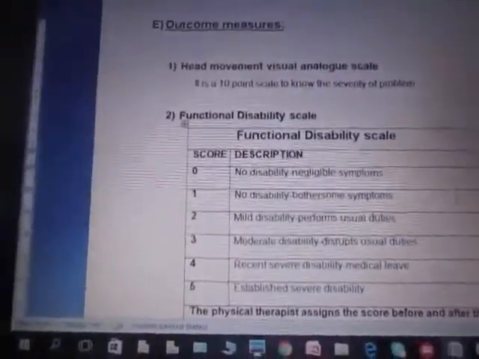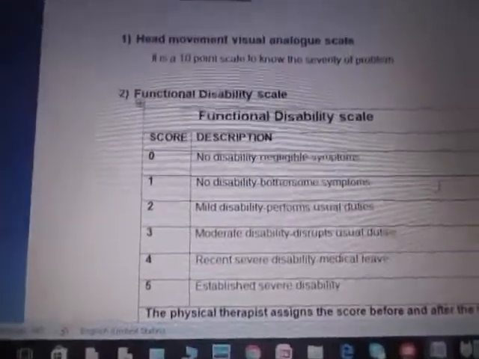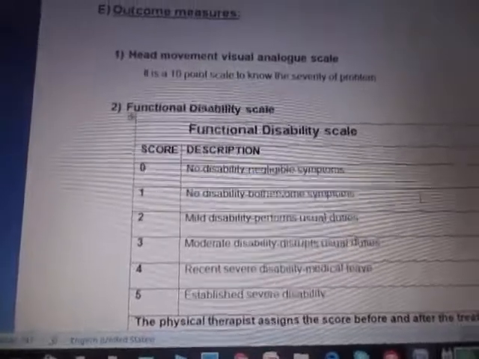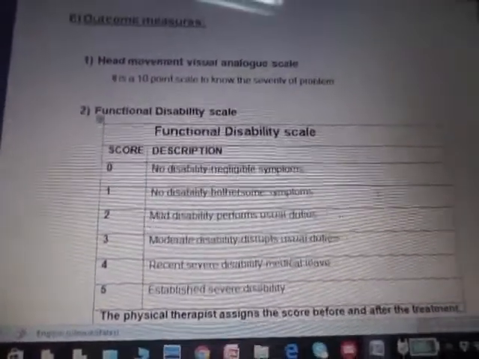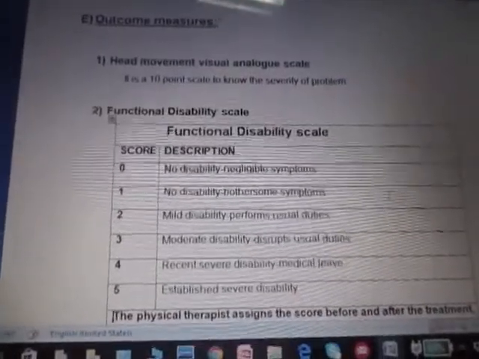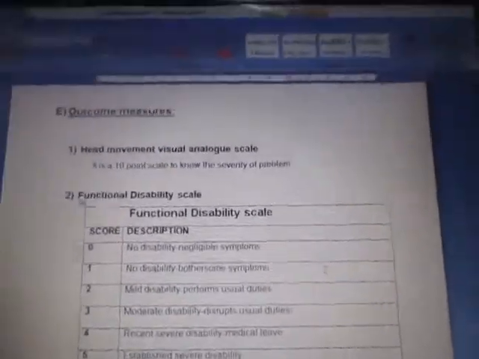Next is severe disability, medical leave. You can't do any movement. It will be very hectic. You can't do any activity. If you do, you get vertigo, and you may get some nystagmus. You may feel some disequilibrium. So you will be at home, on medical leave.